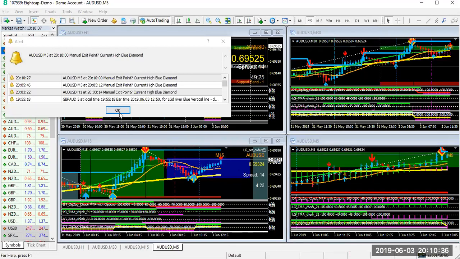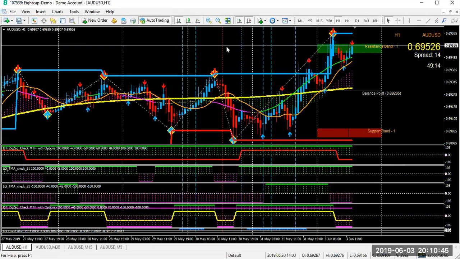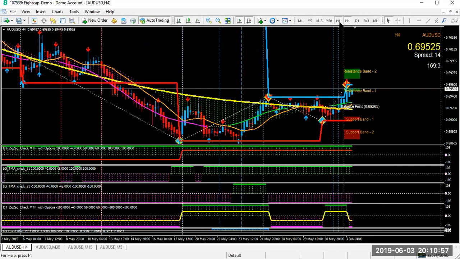So let's go to the Aussie chart. Here we are, Aussie chart. Before assessing anything, I generally like to refresh my charts. I go 1 time frame higher and come back. I can see why this is going so slow.